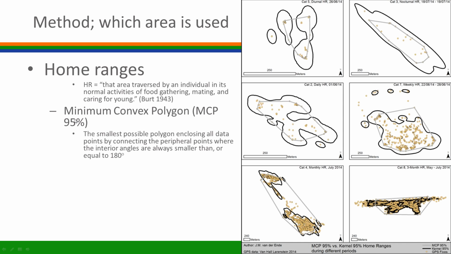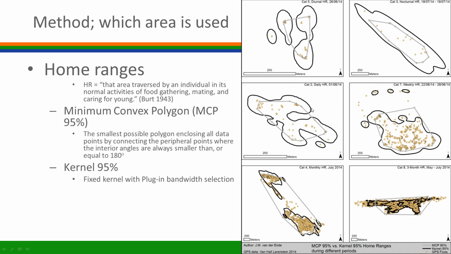There are many different possibilities to do so, but I used minimum convex polygon 95%, and that is the gray line you see here. I did it for different temporal scales, so diurnal, nocturnal, daily, and so forth. The other home range estimator I used is the kernel 95%. The bandwidth selection is very important there. I used the plugin bandwidth selection, and that is the black line you see over here.